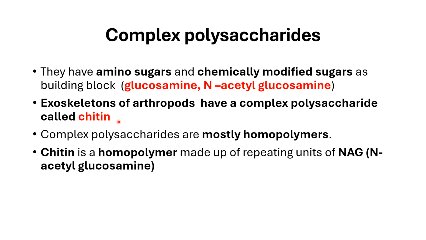In chitin, the repeating unit is NAG or N-acetyl glucosamine. Many units of N-acetyl glucosamine join together. That's why chitin is an example of a homopolymer. This chitin is found in cell walls of fungi and exoskeleton of arthropods. Is that clear? All these examples we have to remember.